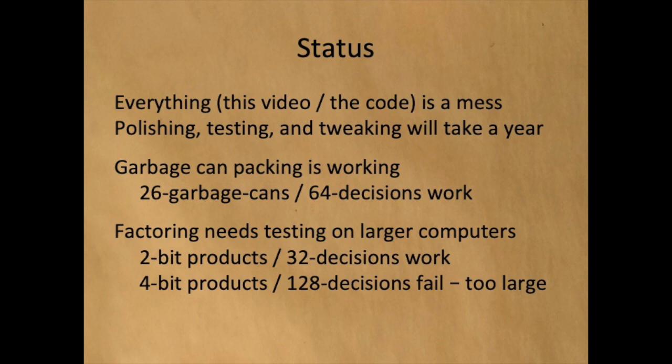Garbage can packing is working with 26 garbage cans or 64 decisions, but factoring needs testing on larger computers. We can factor 2-bit products with 32 decisions, but 4-bit products with 128 decisions is too large for our computer. We intend this video as a heads up that change is coming.